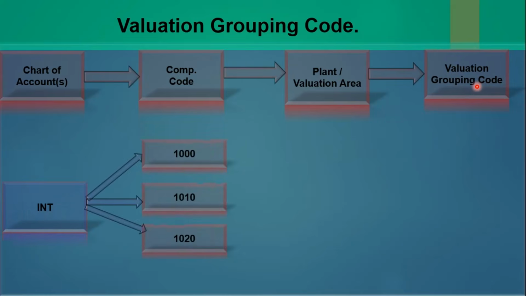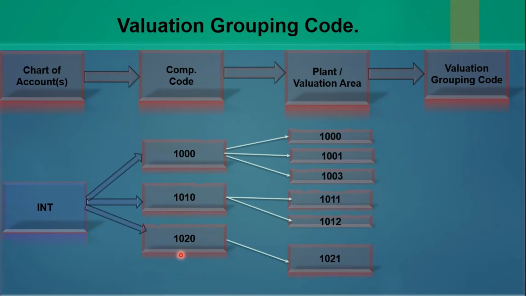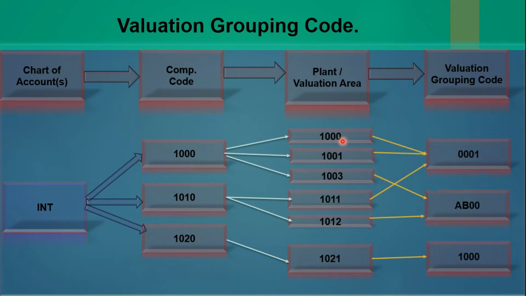So we will see one example. Let's say INT is a chart of account and it's assigned to various company codes. Further, these company codes have different valuation areas, and then we assign a valuation grouping code to those plants which will have similar account determination. So that's where the valuation grouping code comes into the picture.